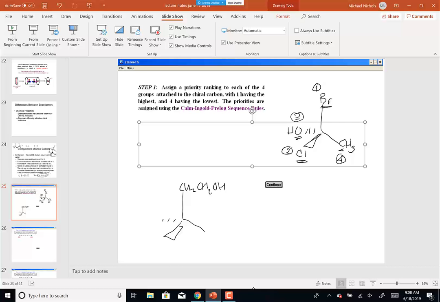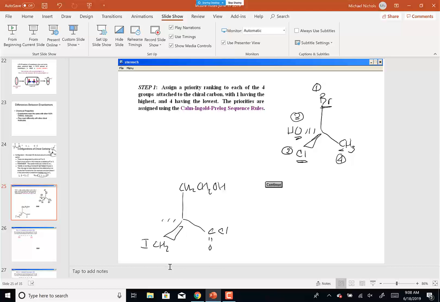CH2CH2OH, a C double bond OCl, an I with a CH2, and then an SH with a CH2. Now I just ramped up from assigning 1, 2, 3, 4 in one step to probably assigning the, I just put it here as well. So now we're gonna ramp up and we're gonna have to do two or three things here to break ties.